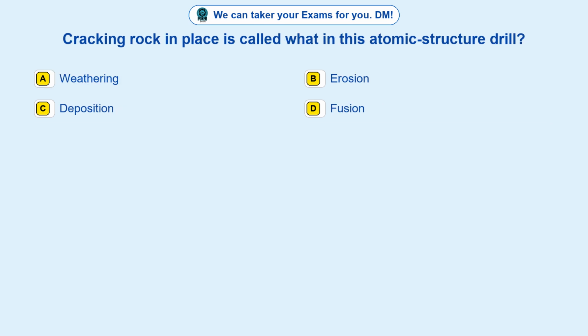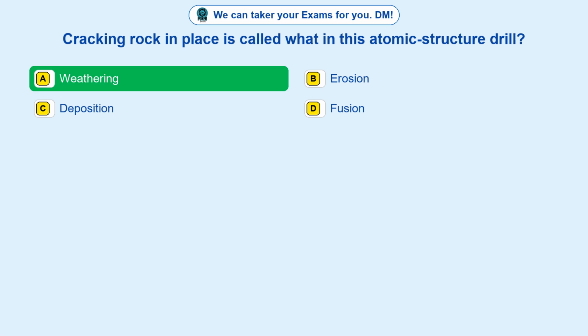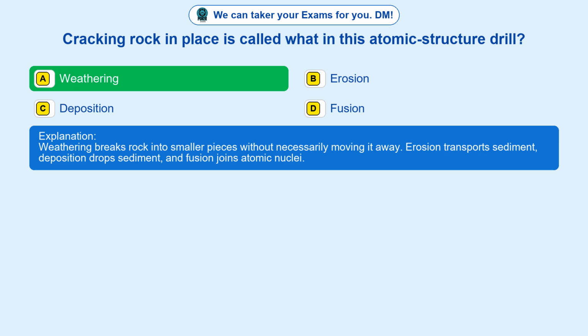Question 81. Cracking rock in place is called what in this atomic structure drill? Option A, weathering. Option B, erosion. Option C, deposition. Option D, fusion. The correct answer is option A. Weathering. Weathering breaks rock into smaller pieces without necessarily moving it away. Erosion transports sediment, deposition drops sediment, and fusion joins atomic nuclei.